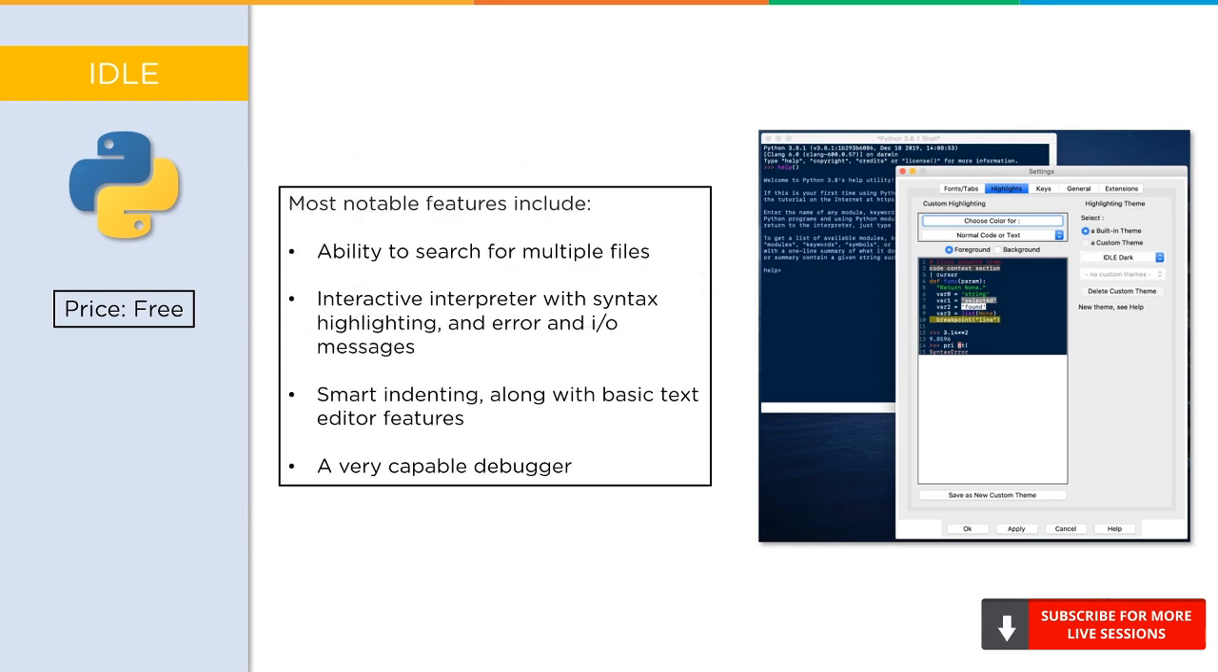Most notable features of IDLE include the ability to search for multiple files. It has an interactive interpreter with colorizing of input, output, and error messages. Smart indenting along with basic text editor features like undo, call tips, and auto-completion, and finally, a very capable debugger. IDLE is a decent IDE for learning as it's lightweight and simple to use. However, it's not optimum for larger projects.